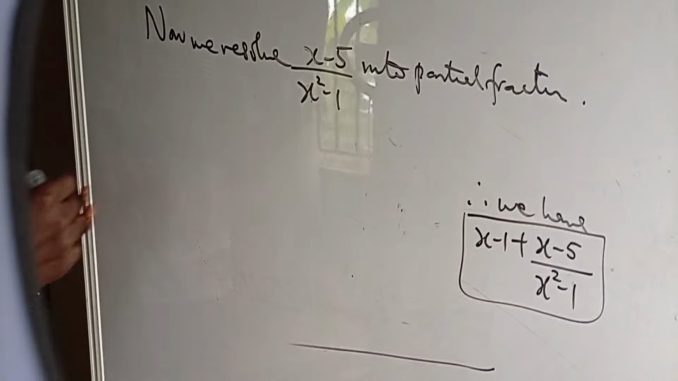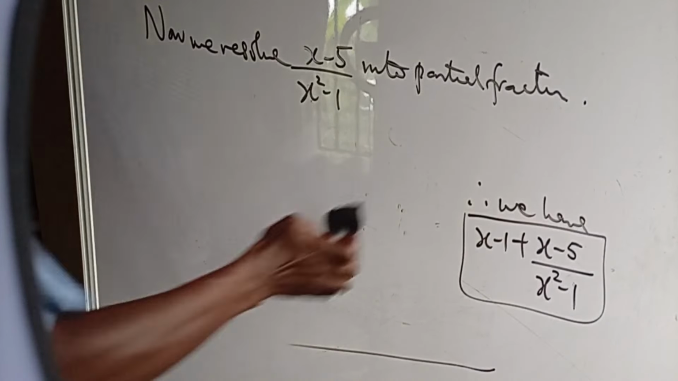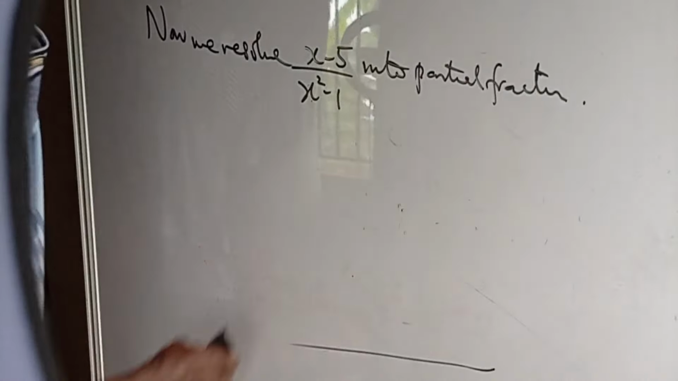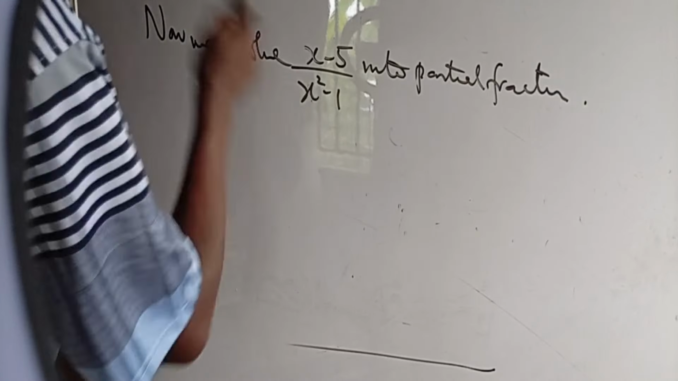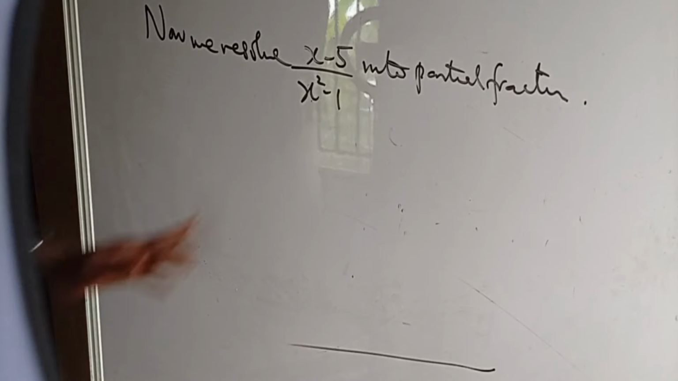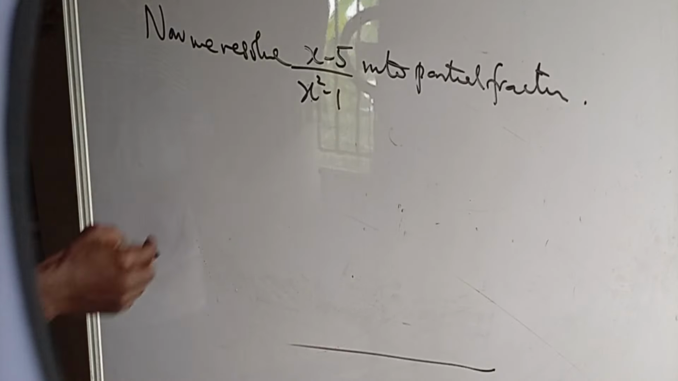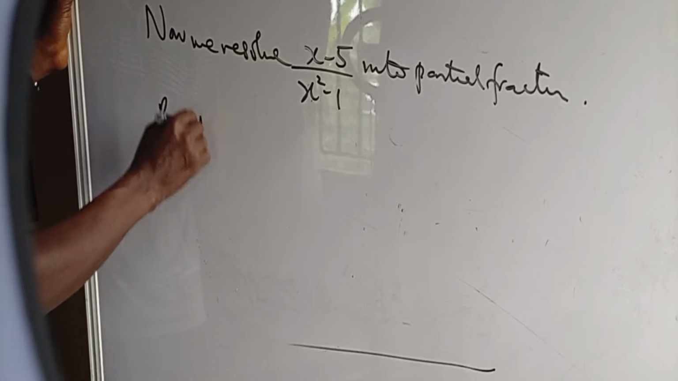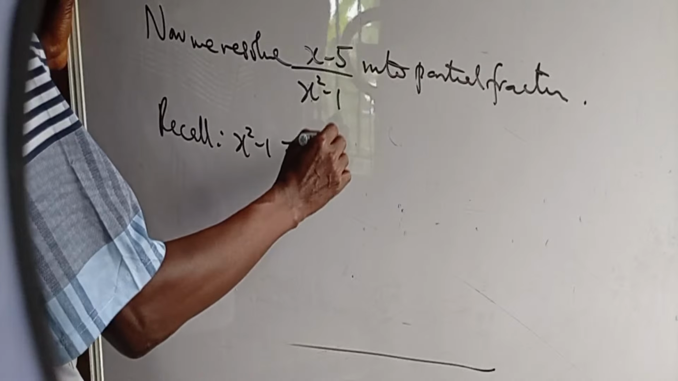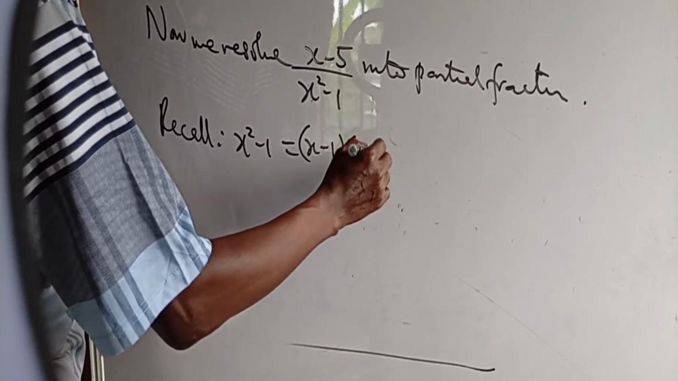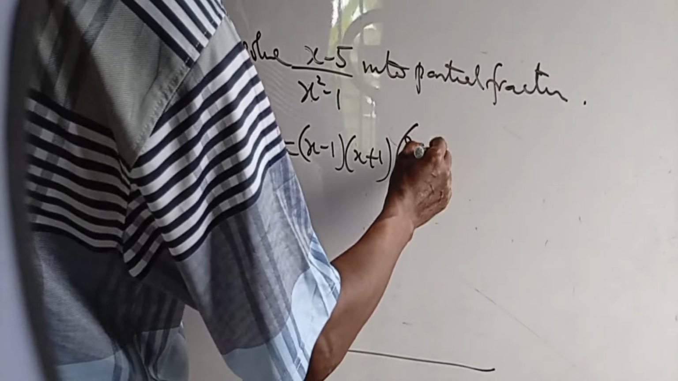Now, looking at the denominator of this fraction, like we said earlier, it's a quadratic denominator, but it can be factorized because it's a difference of two squares. So recall, x squared minus 1 is what? X minus 1 times x plus 1. We call it the difference of two squares.